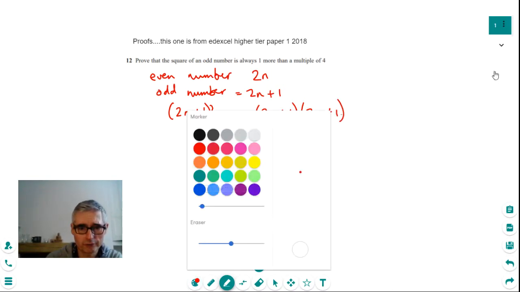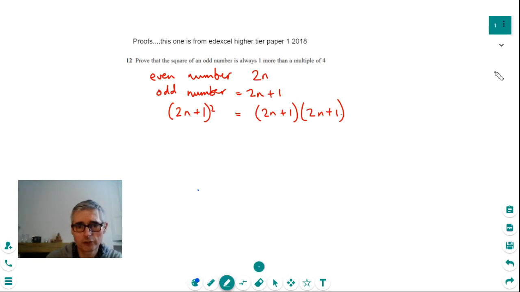So I'll just show that in a different colour so we can see what we're doing. So we do the 2n times the 2n. So that would give me 4n squared. Then we do the outside terms. So that's the 2n times the 1. That gives me a plus 2n, positive 2n. Then we do the 1 times the 2n. That will give me, again, a positive 2n. And then finally, the last terms, a 1 times a 1, will give me just 1.